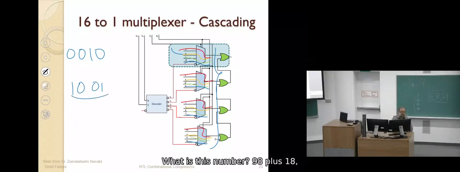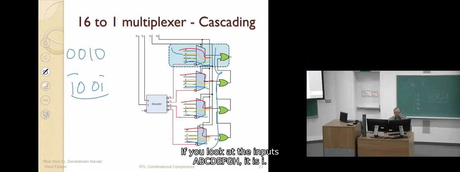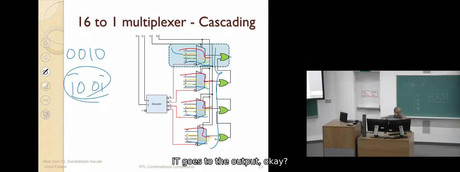What is this number? 9. If you look at the inputs, A, B, C, D, E, F, G, H, it is I. So with this input, we would like I to go to the output, okay? So this is what we want. Let's see if it works.